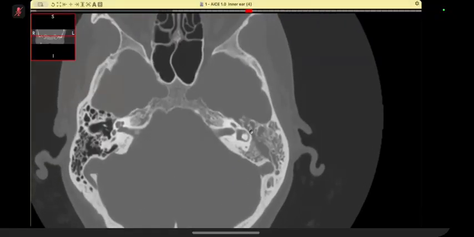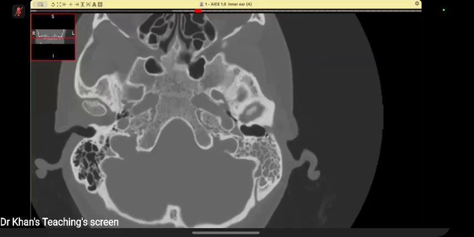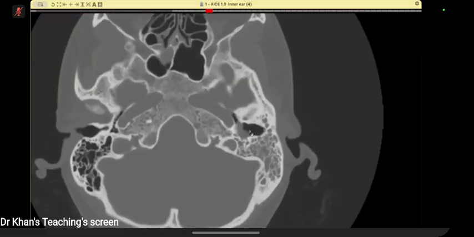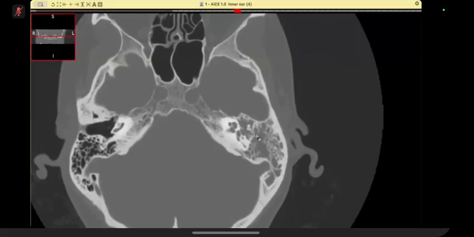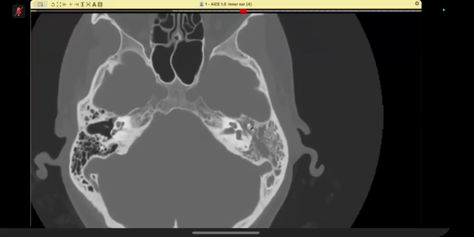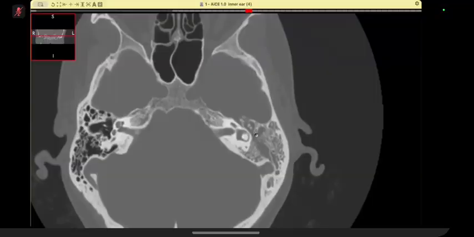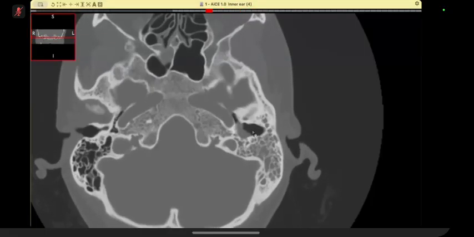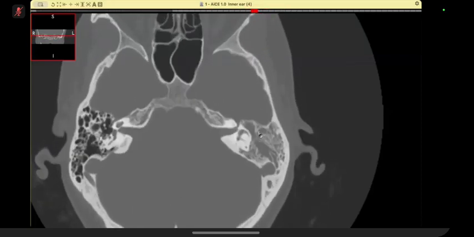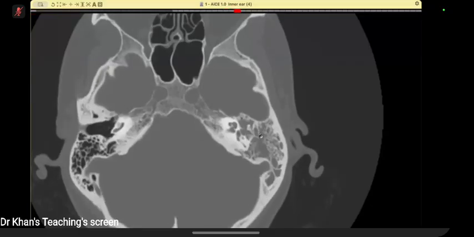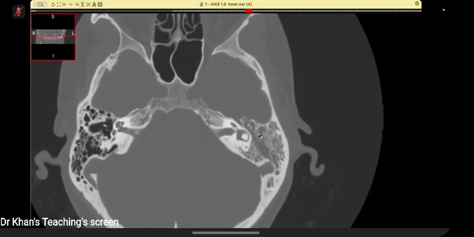Now, if you see here, this is the external auditory canal, and you can see that this opacity is filling up the middle ear. This is the malleus, this is the head of the malleus, and this is the body of the incus. There is no definite bony destruction or anything. Now, with this kind of clinical picture, what comes to your mind, madam? Over to you. And what will you do next?